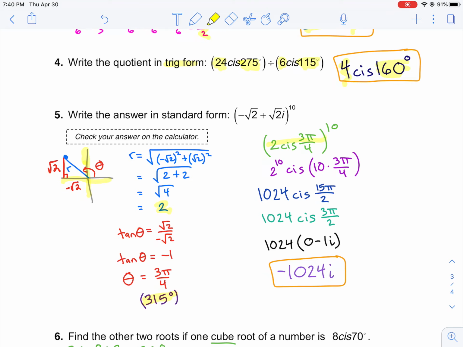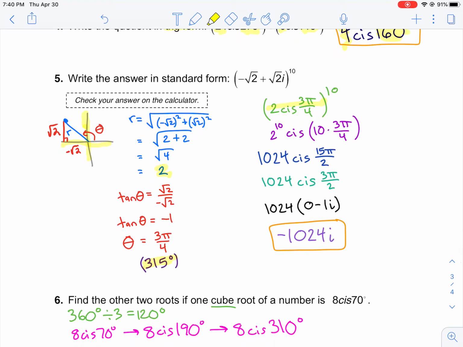And so now I have 2 cis 3 pi over 4 to the 10th power, and then I'm going to apply de Moivre's theorem. So I would take 2 to the 10th power cis 10 times 3 pi over 4. 2 to the 10th power is 1024. When I multiply 10 times 3 pi over 4, I get 15 pi over 2. And then I want to simplify that as much as I can. That's a coterminal angle with 3 pi over 2.